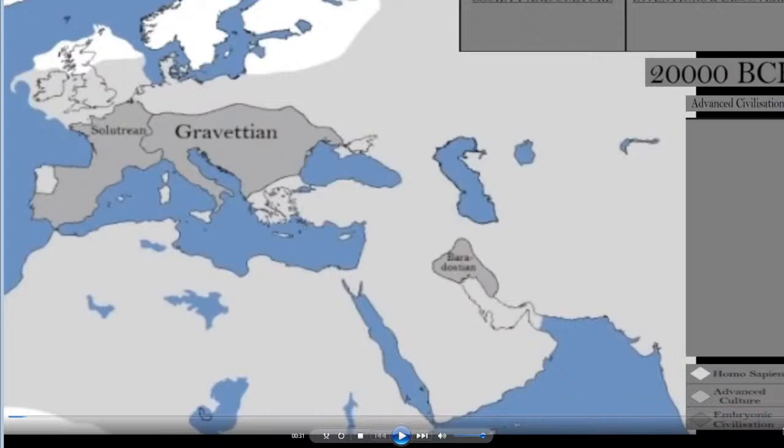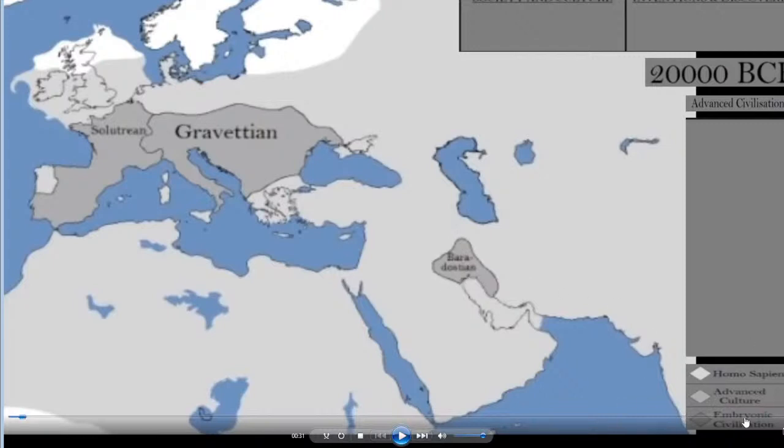You've got Homo sapiens, which you still see up here, the white. That's all Homo sapiens, presumably. Down in Africa, you can see some of the white still. And of course, North America and South America, according to mainstream history, are mainly white, from Homo sapiens only. No advanced cultures. Okay, actually, I'm sorry, I made a mistake. So the advanced culture is the Solutrean and the Gravettian and the Baradostian cultures.